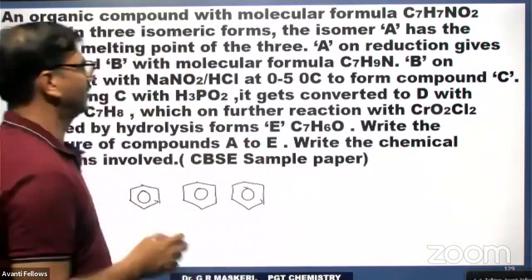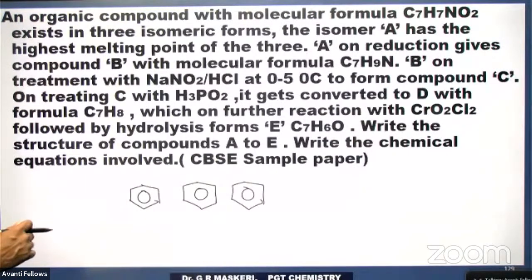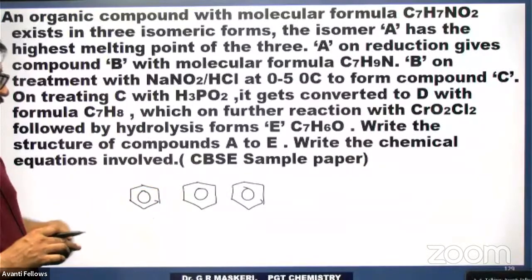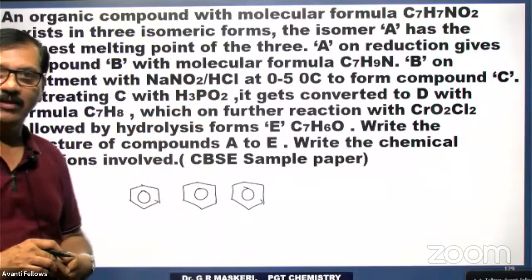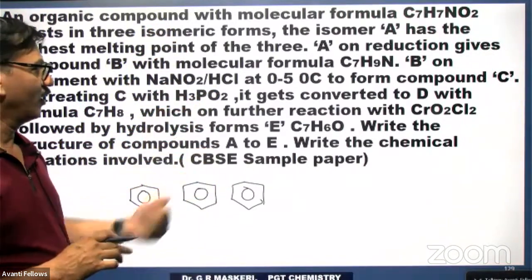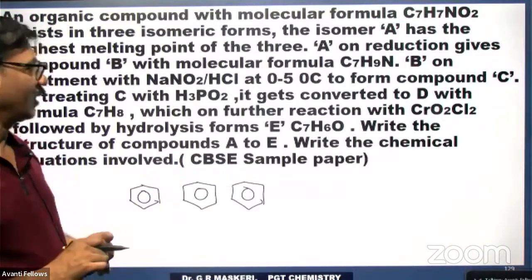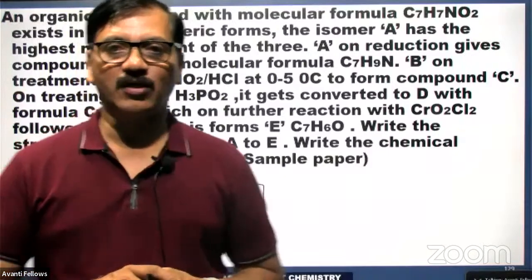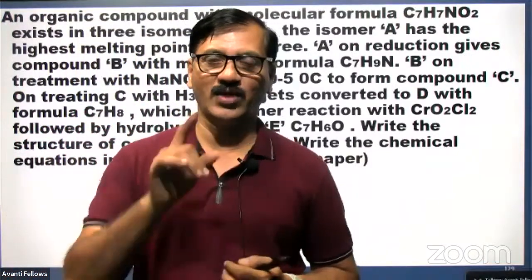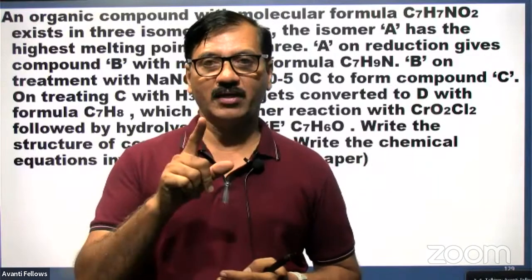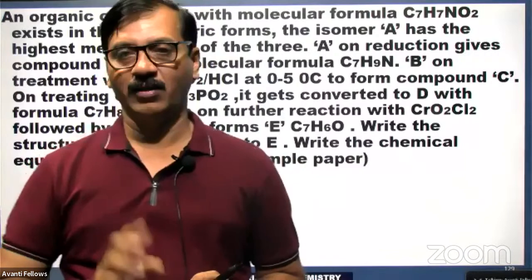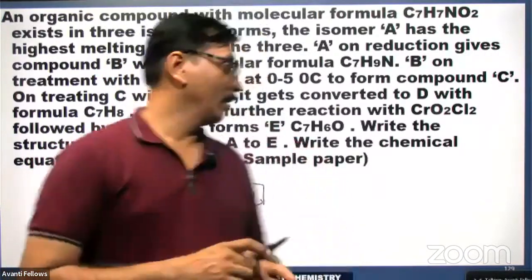A on reduction gives compound B, with the molecular formula C7H9N. B on treatment with NaNO2 and HCl. Of course, this has a lot of steps to do, as the time is getting over. You may take a screenshot and try. Tomorrow morning, when we come back, we will discuss this question in detail, because we have to study the examiner's mind. Such questions are likely. This is the one question which is asked for 5 marks in the latest CBSE sample paper 2023-24, right? So this question can be discussed more at length tomorrow.